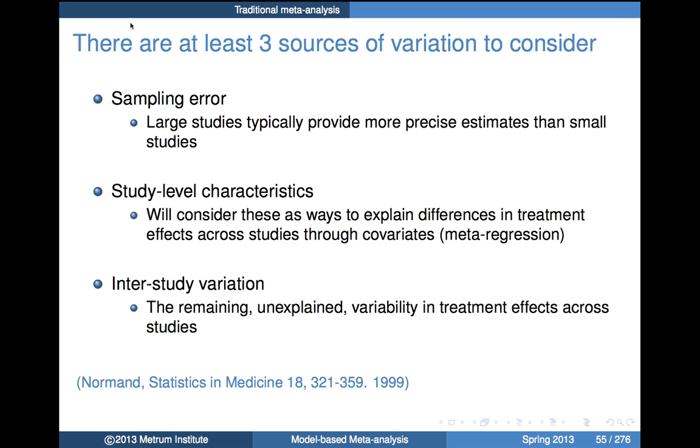So we're allowing for the fact that there may be some between study variability in what the treatment effect is, and then given some true treatment effect for a study, there'll be some additional sampling variability. That just comes through the natural process of aggregating the data.